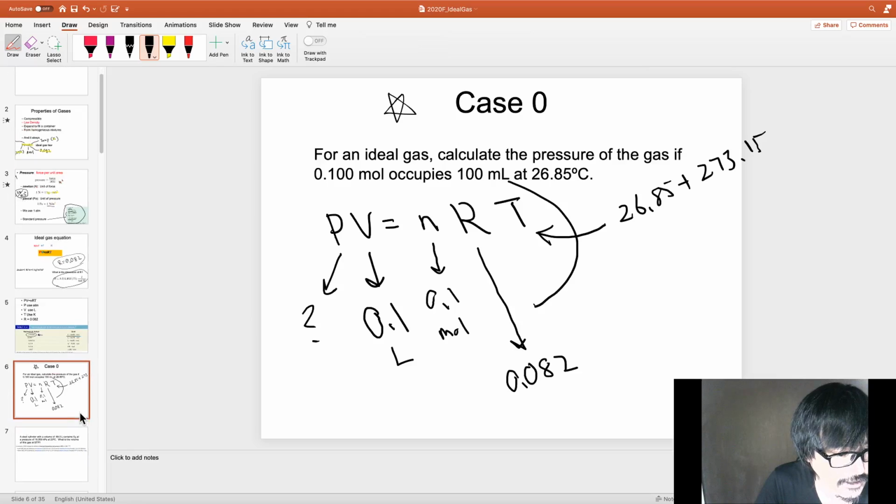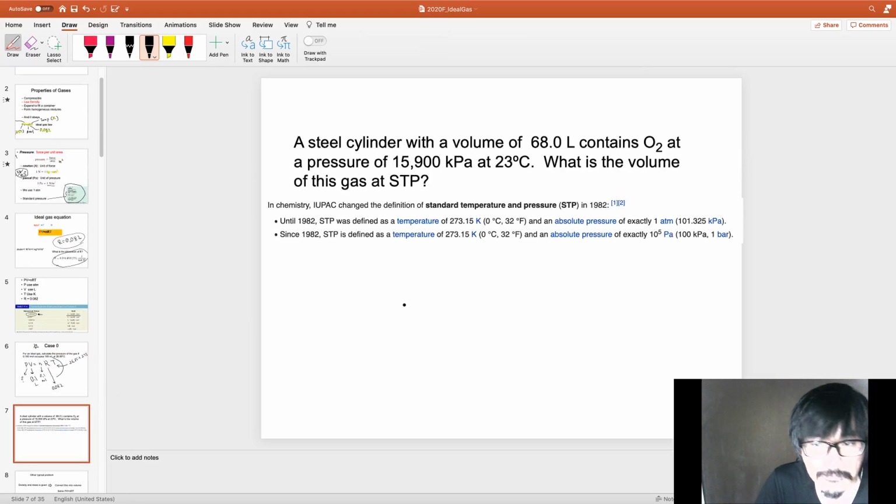Okay, let's do the next problem. The steel cylinder with the volume of 68 liters contains O2 at this pressure, this temperature. What is the volume of gas at STP? This is standard temperature and pressure. Now the standard temperature and pressure is not what you think it is.